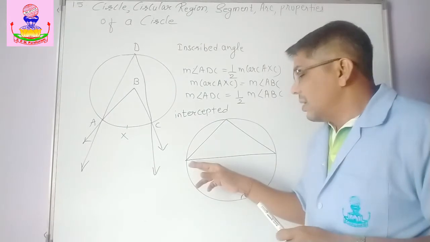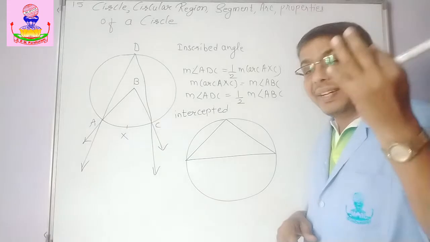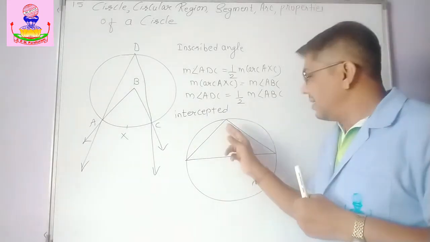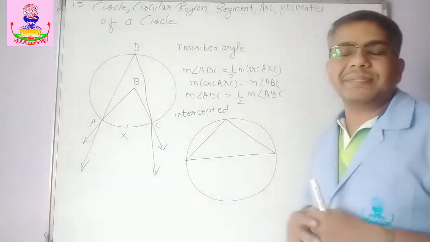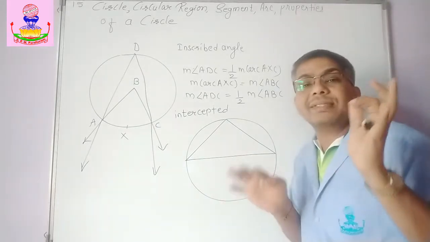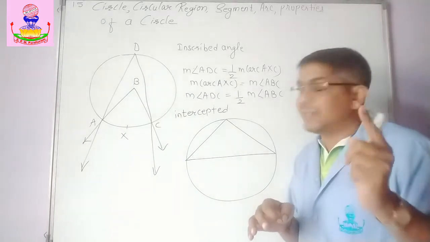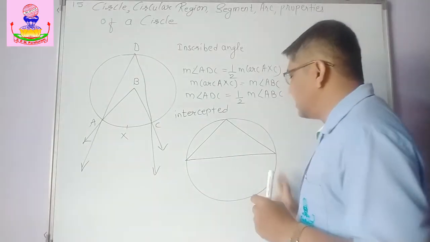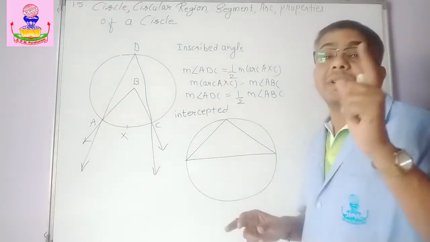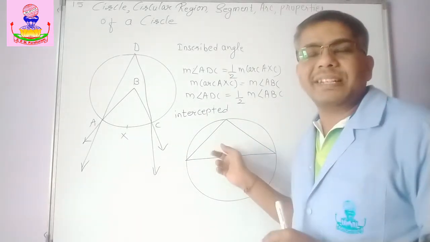Second, the angle subtended by the diameter is always a right angle. And third, this angle is inscribed in this arc, so the angle inscribed in a semicircle is always a right angle. All these three are one and the same, only three different wordings. The angle subtended by a semicircular arc is always a right angle. The angle subtended by the diameter is always a right angle. And the angle inscribed in a semicircle is always a right angle.